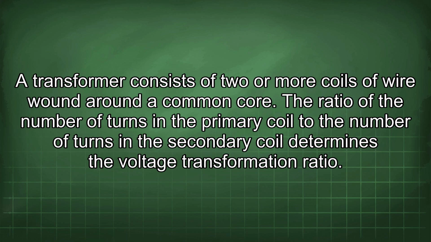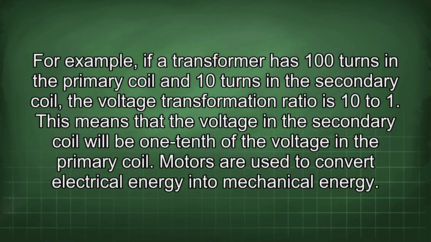The ratio of the number of turns in the primary coil to the number of turns in the secondary coil determines the voltage transformation ratio. For example, if a transformer has 100 turns in the primary coil and 10 turns in the secondary coil, the voltage transformation ratio is 10:1. This means that the voltage in the secondary coil will be 1/10 of the voltage in the primary coil.